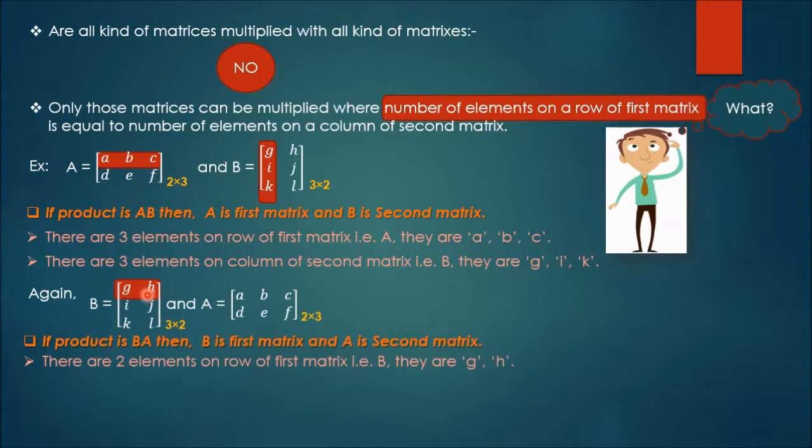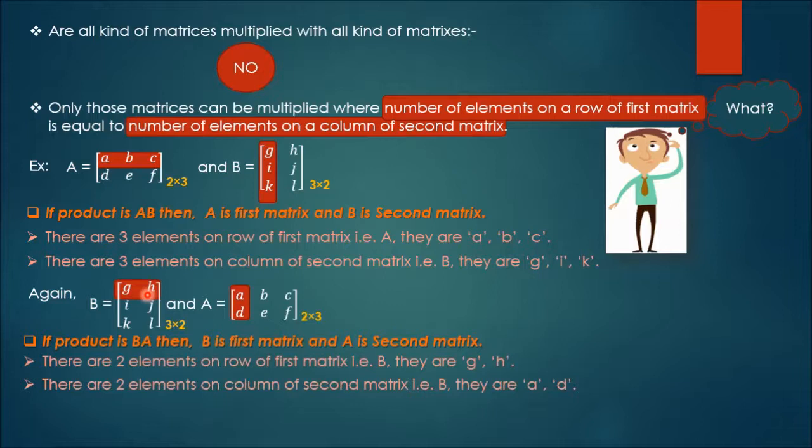Now for matrix multiplication, we need two elements on a column of the second matrix. Number of elements on a column of the second matrix, you can see A and D, there are exactly two elements. So we can multiply AB, and we can also multiply BA. The product of AB and the product of BA may be the same or may not be the same. We will learn that later on. But right now we can multiply AB and we can multiply BA. We can say AB and BA both exist.